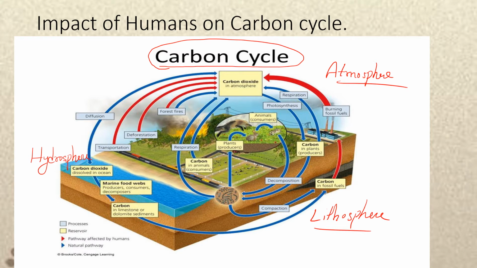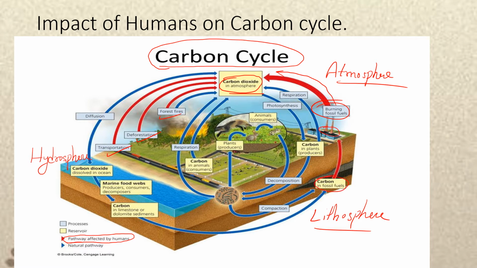What happens? The atmospheric carbon dioxide is the major carbon presence in the atmosphere. That means in the atmosphere, carbon is present mostly as carbon dioxide. And from where does it come? It can come from some human activities. The pathways which are affected by humans are given in red lines. So transportation, deforestation, forest fire, etc. can contribute to the atmospheric carbon dioxide, while the biggest contributor is the burning of fossil fuel.